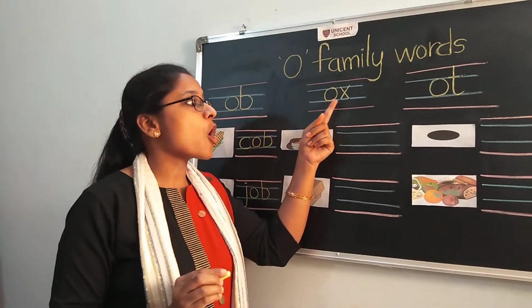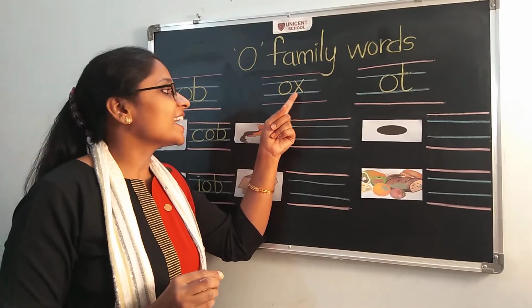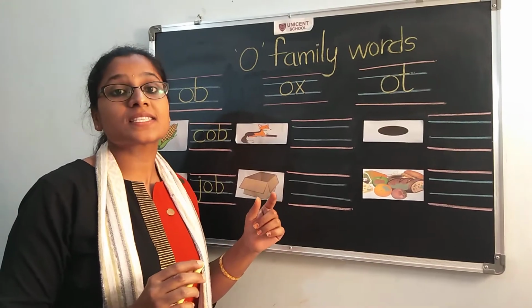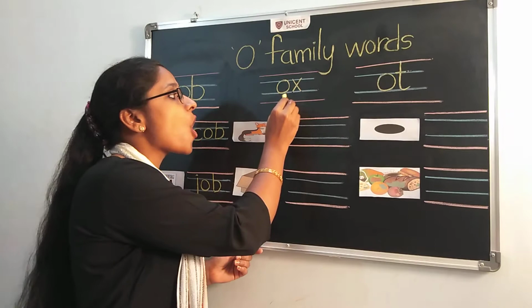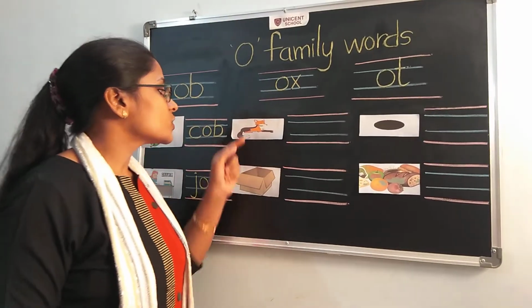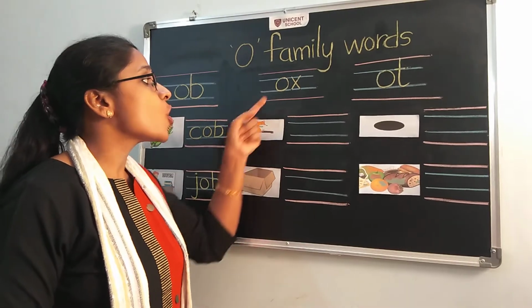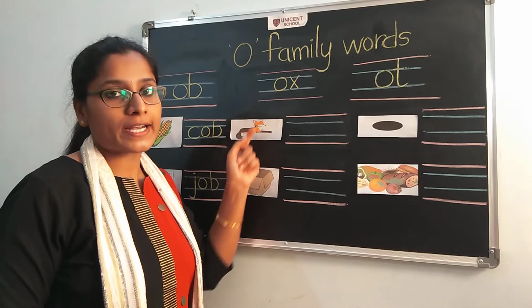Next we'll see ox. O makes the sound O. X makes the sound x. So ox. These two pictures belong to ox family pictures. Let's see how we will write this.